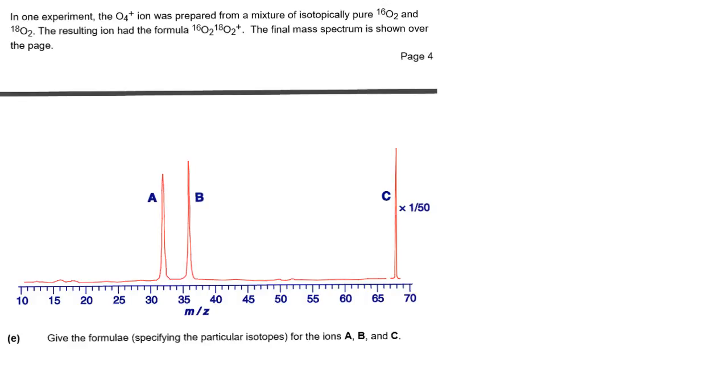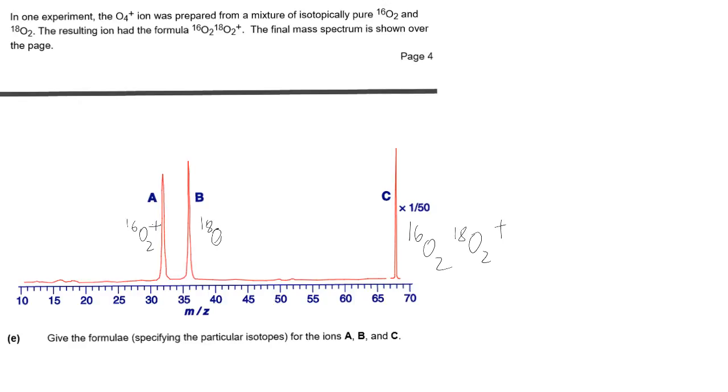So that tells us that C is 16O2 18O2 plus. Let's write that down straight away. And now we can think about what the other 2 ions can be over here, A and B. So A is at 32, we notice. Now we can get 32 by adding 16 and 16, so we're going to say that A is going to be 16O2 plus. And we can get 36, which is what peak B is, by adding 18 and 18, so that tells us B is 18O2 plus.